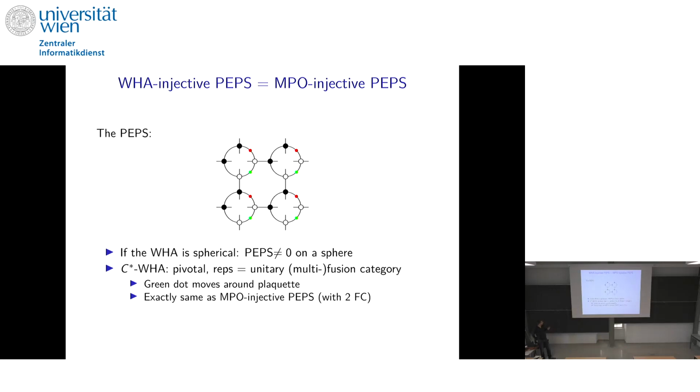It's interesting to remark that, first of all, this construction works for general Hopf algebras that are pivotal and semi-simple. You need some extra condition for the PEPS not to disappear on a sphere. Namely, you need sphericity. This is also well known in TQFT. I think you also need sphericity to be able to define your TQFT on a sphere.